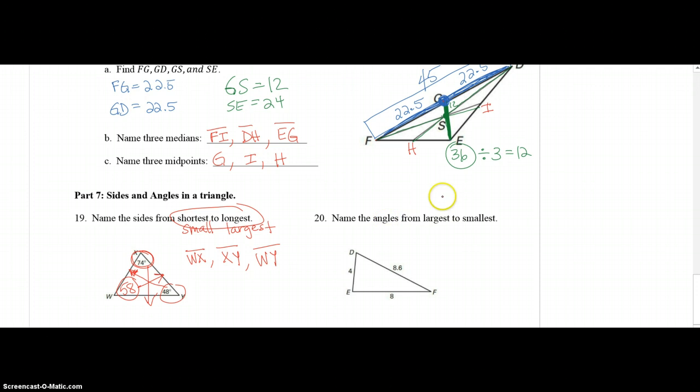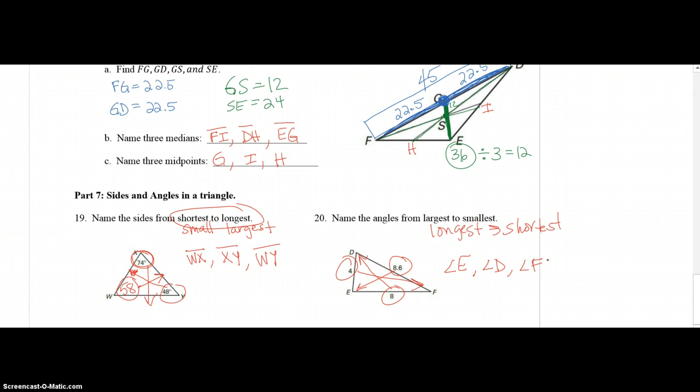Okay, now they're asking for the opposite. Now they want the angles from largest to smallest. That means we want the longest side to the shortest side. The longest side is the 8.6. That's across from angle E. That means it's the largest angle. The next is 8, across from angle D. And then the smallest or shortest side is 4, across from the smallest angle, F.